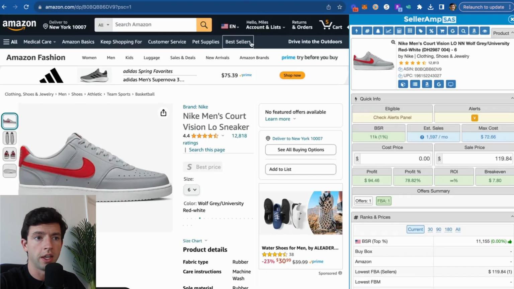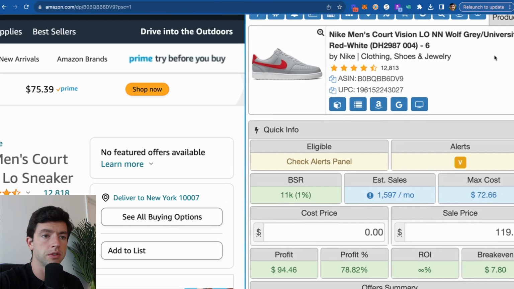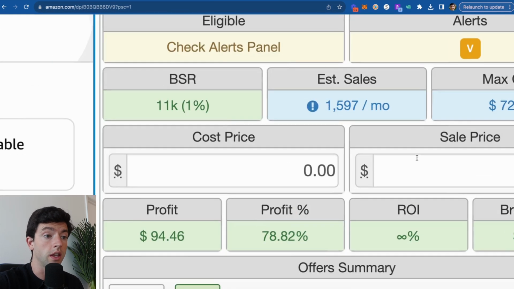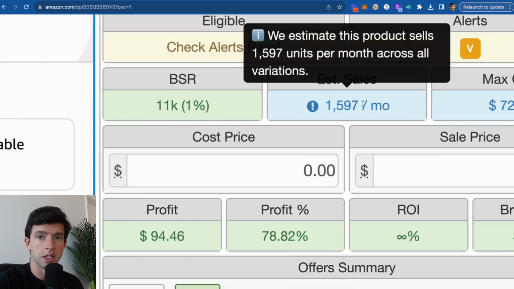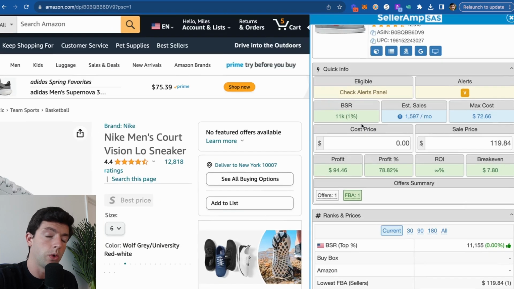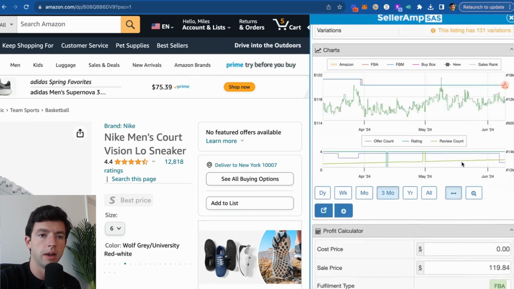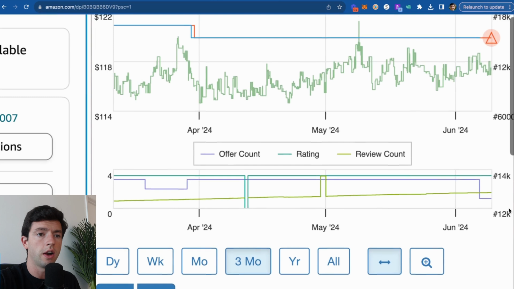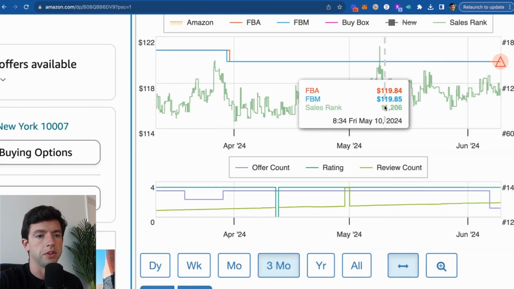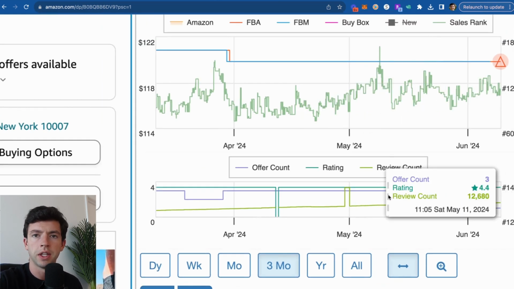It's the one a lot of beginners sleep on, and that's going to be slow selling variations. If we take a look at these red Nike sneakers here, we can see they're an 11K rank and there's 1,600 estimated sales per month. However, that's across all the variations. If we go ahead and take a look to see how quick a specific variation sells, we need to take a look at the chart for that specific product. If we scroll down here on SellerAmp, we can see this specific chart is very blocky, where there's not really any pricing change, there's not really any offer count movement, people aren't really selling out.